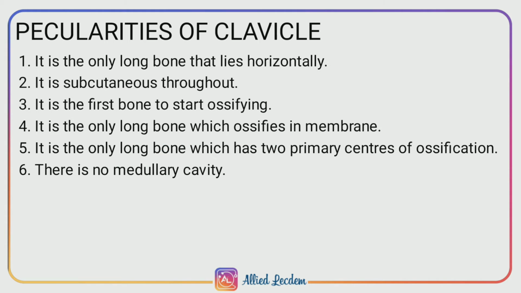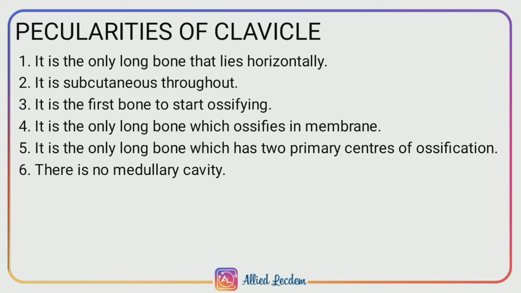Next, what are the peculiarities of clavicle? That is how this bone is differentiated from the other bones in our body. First, it is the only long bone that lies horizontally. That is, clavicle is a bone that lies horizontally and it's a long bone. It is subcutaneous throughout and is the first bone to start ossifying. Ossifying is nothing but bone formation.